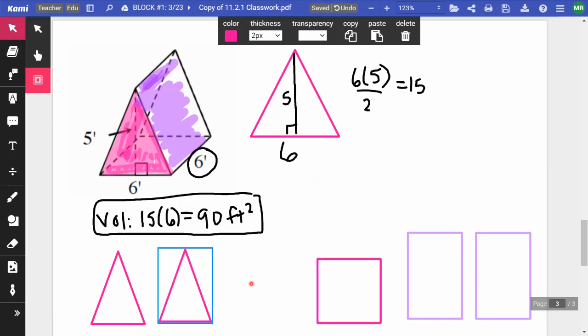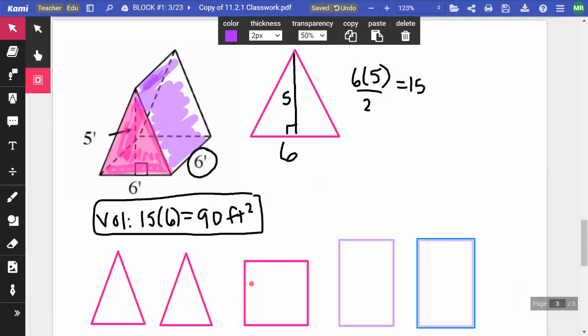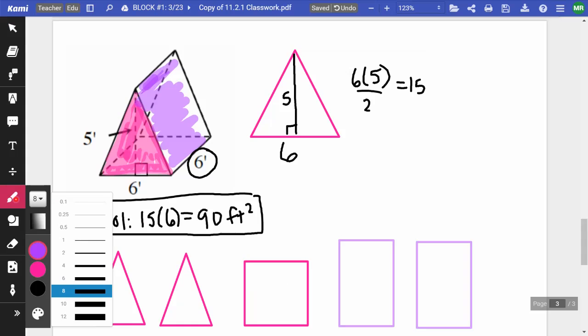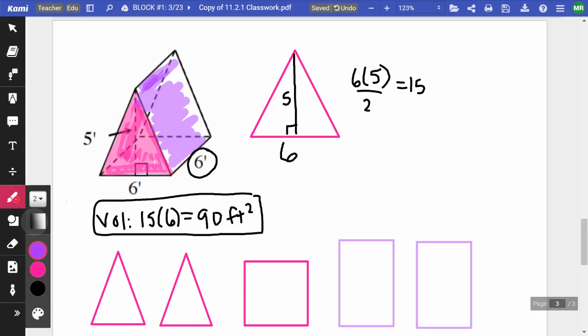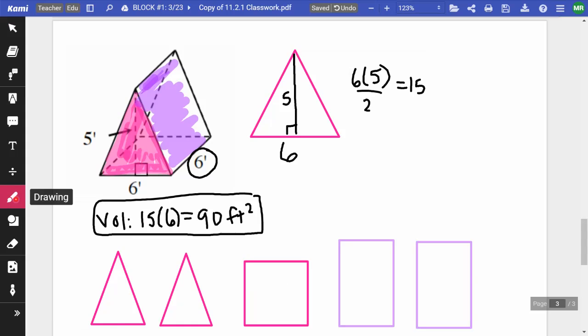So I've got these 2 triangles, I've got my square base, and then I have these two sides, which are my purple rectangles here. Okay, so I know the area of this shape is 15. So I know this one here is 15 and this one here is 15. So this is 15, this is 15.